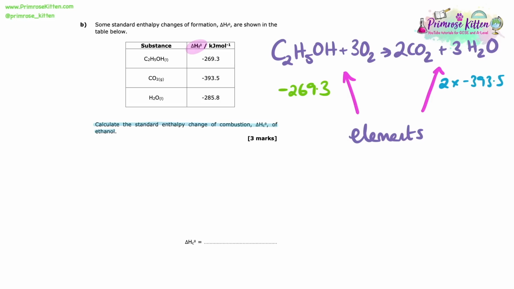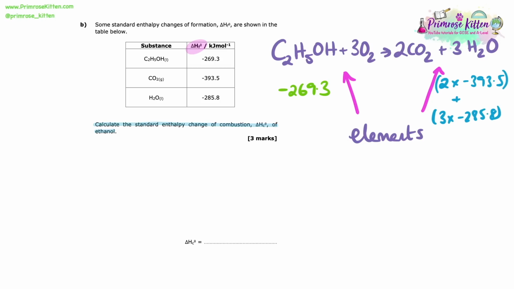So as you can see up to this point, I've got the minus 269.3 written on the left-hand side to show the formation of ethanol. Then over on the right-hand side, I've started by saying 2 times minus 393.5. And that's because we have 2 carbon dioxides that we need to form. Remember that enthalpy values are always per mole. So if we have 2 of something or 3 of something, we need to account for that. So next up now, I'm going to add to that 3 times the minus 285.8 for the water.